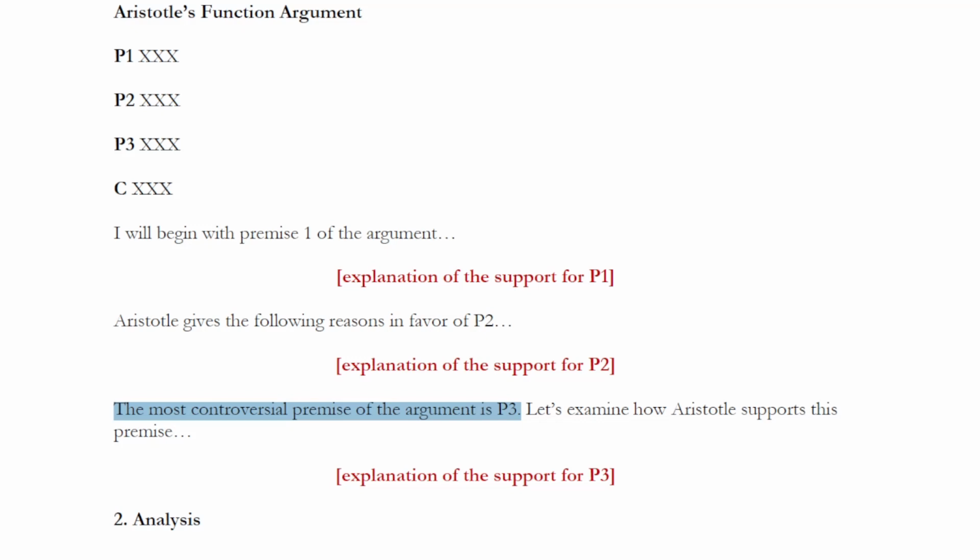In any argument, it is often the case that some premises are less controversial. They are premises that many people would agree with, whereas other premises are more controversial, premises that it would be reasonable to expect many people to disagree with. It is a good idea to identify the most controversial premises of the argument because this can influence how you structure your paper going forward.